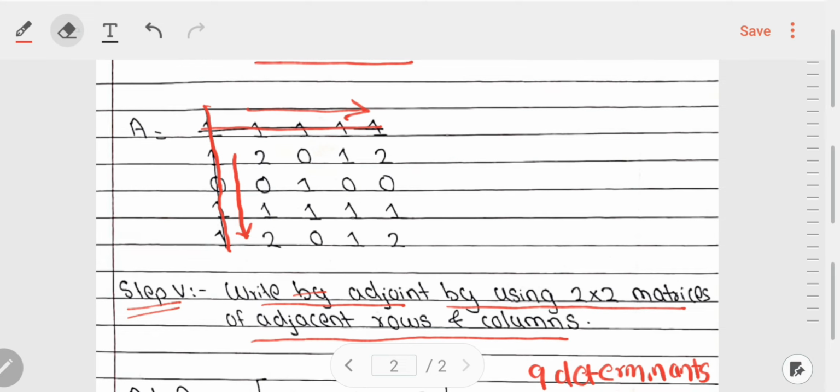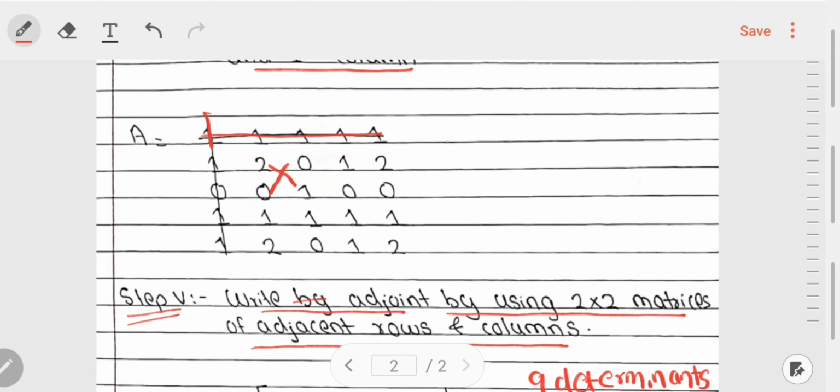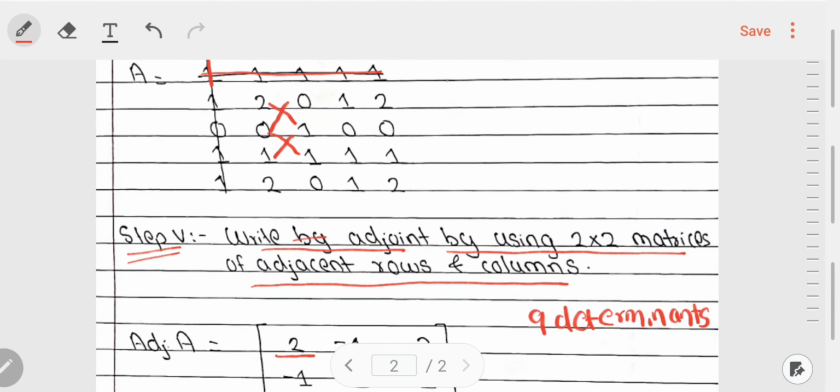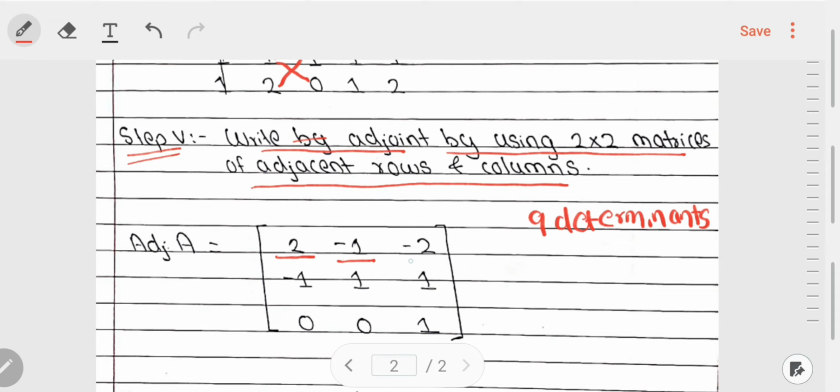The first determinant over here is as follows. The first 2 cross 2 matrix is this, and the determinant is 2 times 1 is 2 minus 0, so the first determinant is 2. Now I am going column wise. The second determinant is 0 minus 1, that is minus 1. As I am going column wise, I'll write it row wise over here. So I wrote over here minus 1. The third determinant is 0 minus 2, and as I'm going column wise, I'll write it row wise, which is -2.